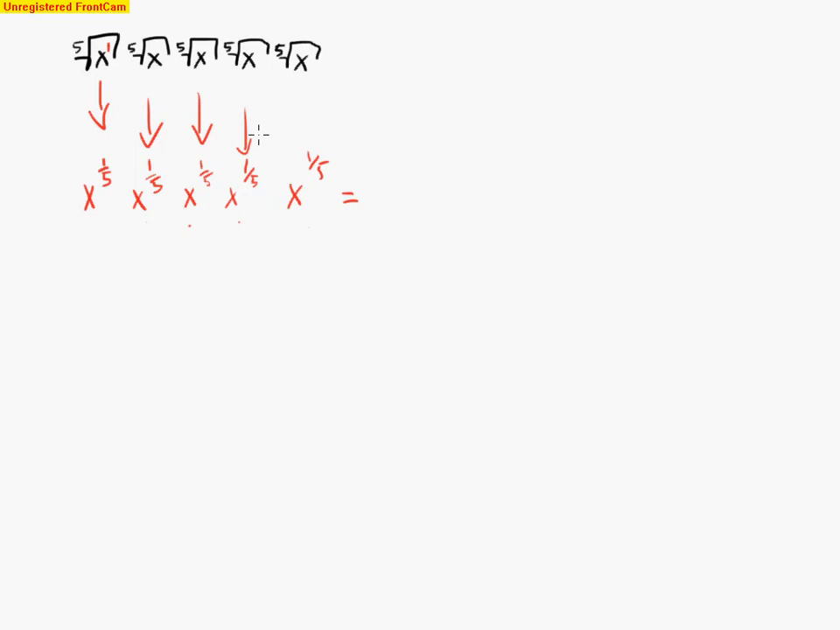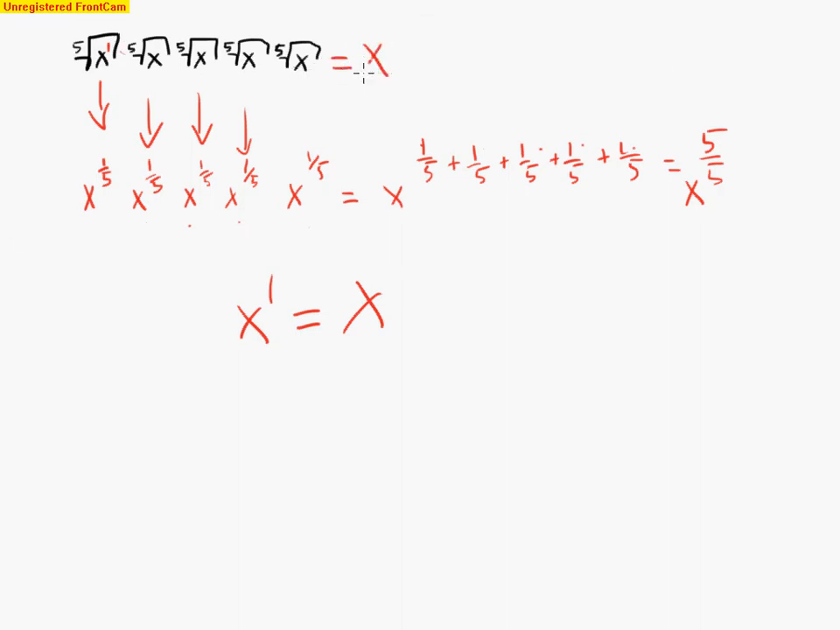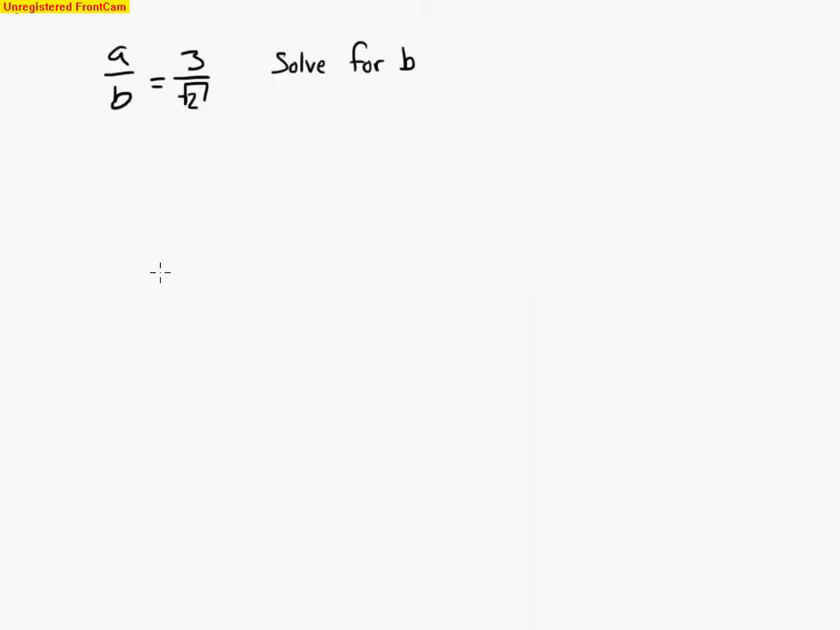What's the rule for exponents when I'm multiplying just like this? Well, we add them. So now I have 1/5 plus 1/5 plus 1/5 plus 1/5. And since I have 5 of these, that's going to be 1, 2, 3, 4, 5. That's going to be 5/5. So that's just x to the 1, which equals x. All of this equals x.